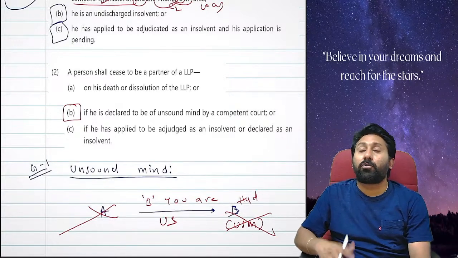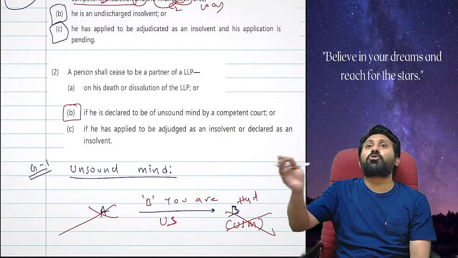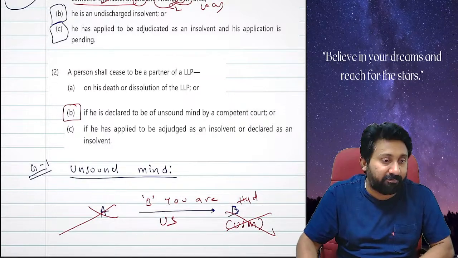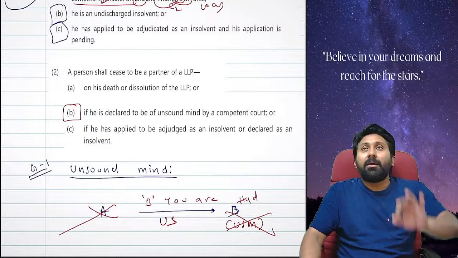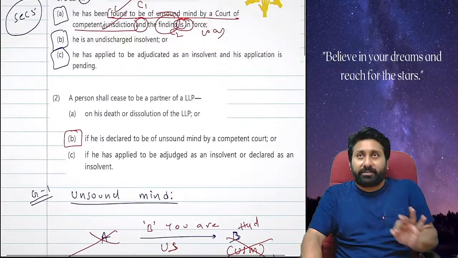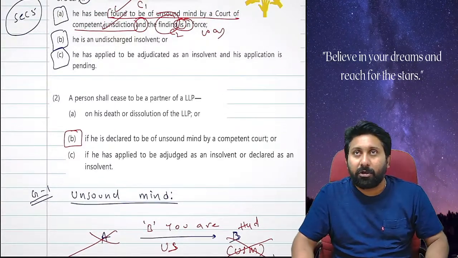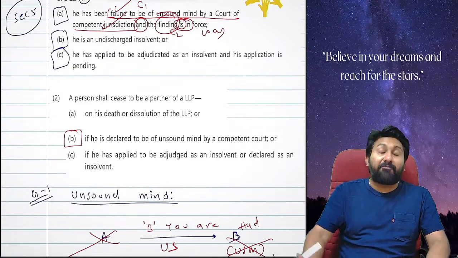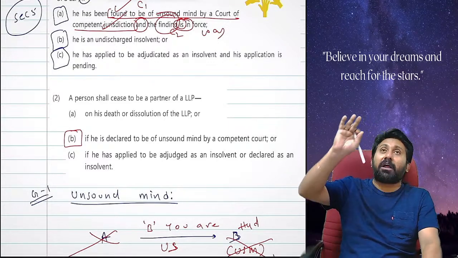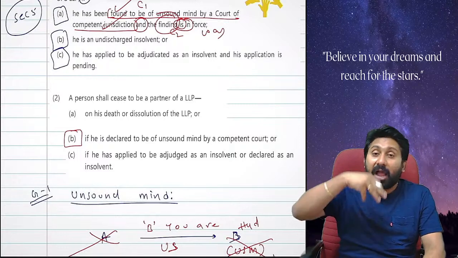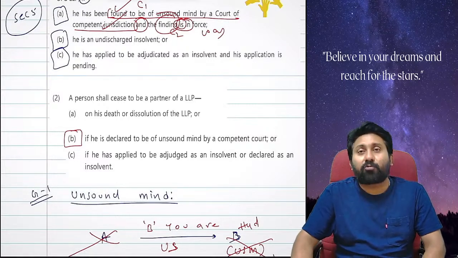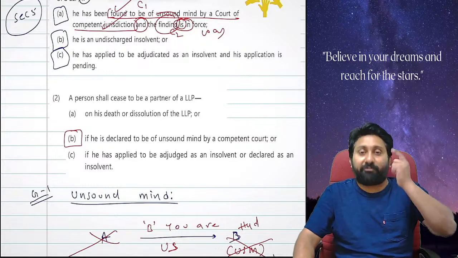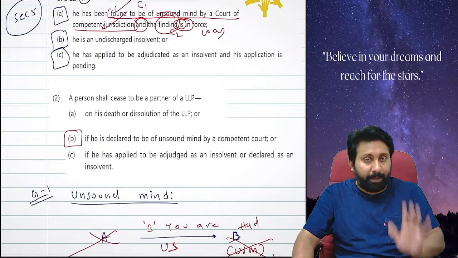Then what you have to do? You cannot continue. That's why you cease to be a partner. That's why we call it vacation of partner. Vacation of what? Partner. Repeat one more time. If unsound mind is attracted before becoming a partner, you are disqualified from becoming a partner. If your unsound mind is attracted after becoming a partner, then the question of disqualification does not arise. You will be vacated from your office. That's why he will cease to be a partner.